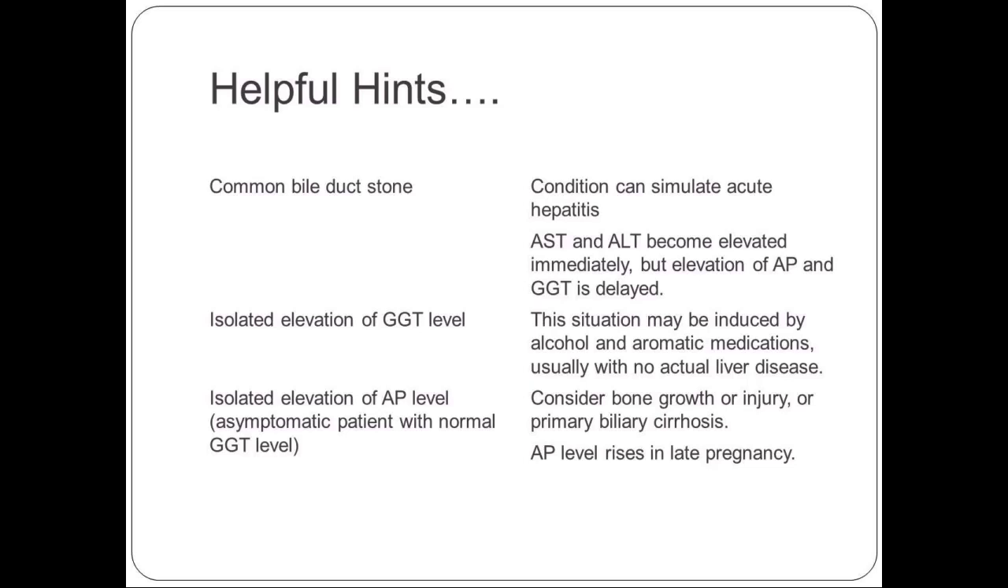So sometimes people with a common bile duct stone, it seems like they're having acute hepatitis. If you see an isolated elevation of GGT level, it could be because of alcohol or aromatic medications, but usually there's no actual liver disease. And if you see an isolated elevation of the AP level, you should consider bone growth or injury. And the AP here is really the alkaline phosphatase, or sometimes we see that in bone cancer, which is unfortunate. Or it can also be elevated sometimes late in pregnancy.